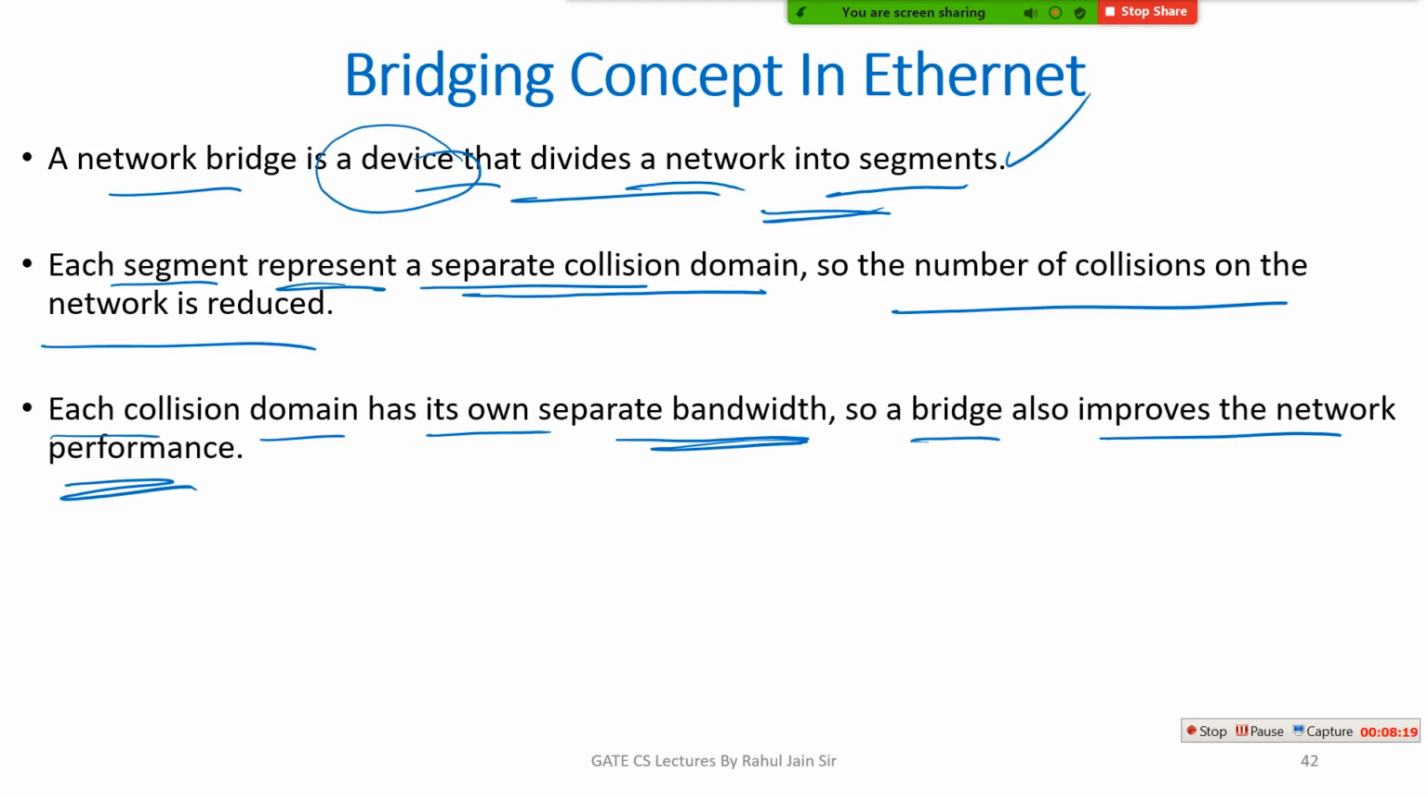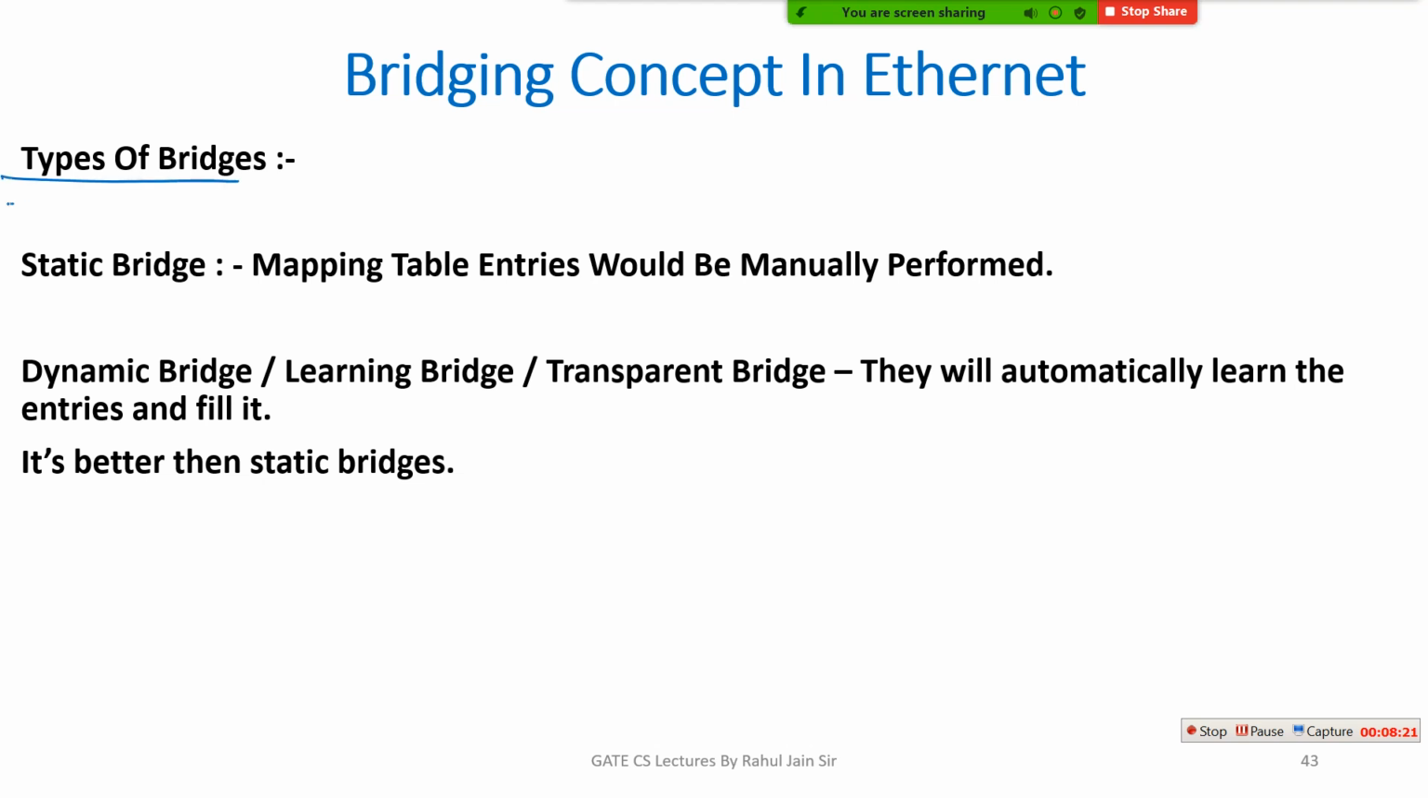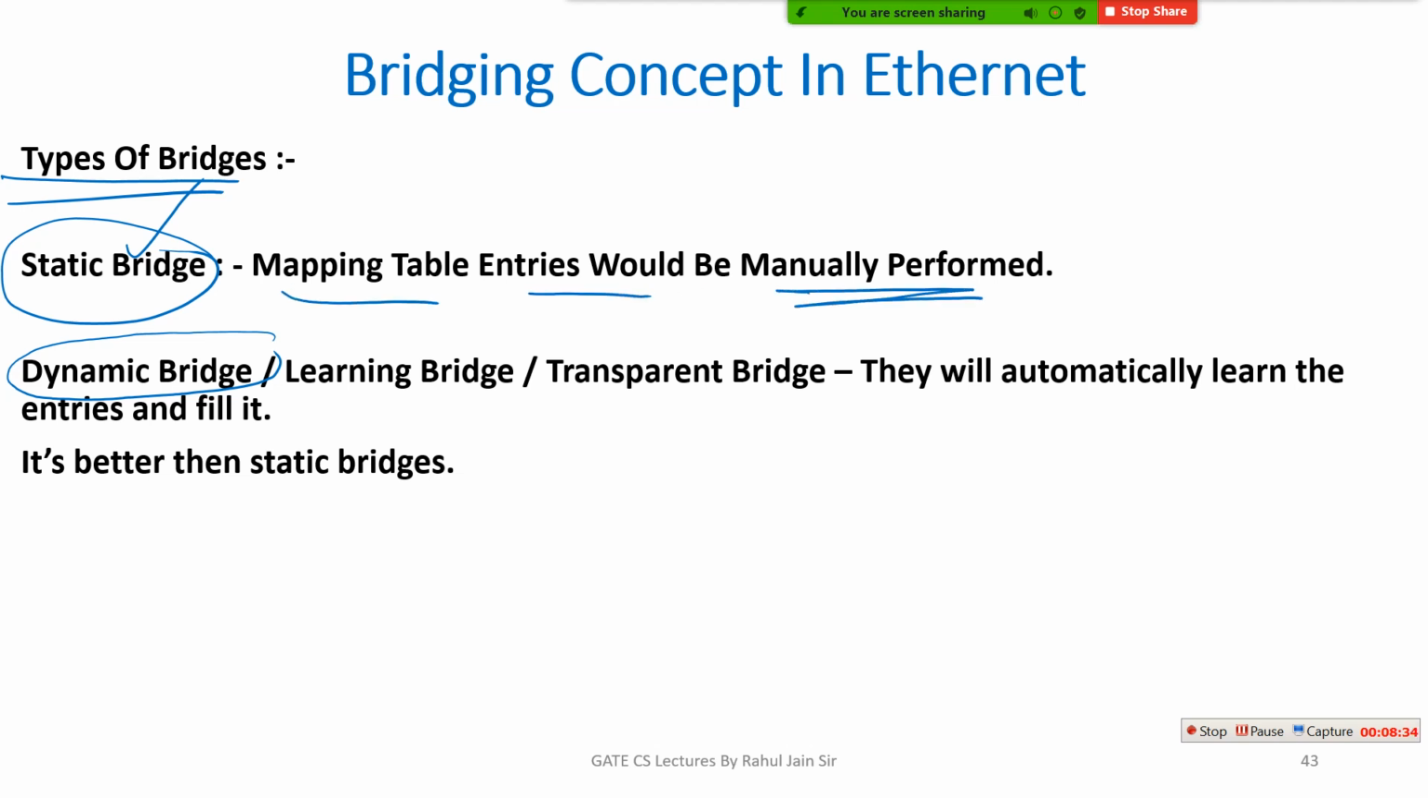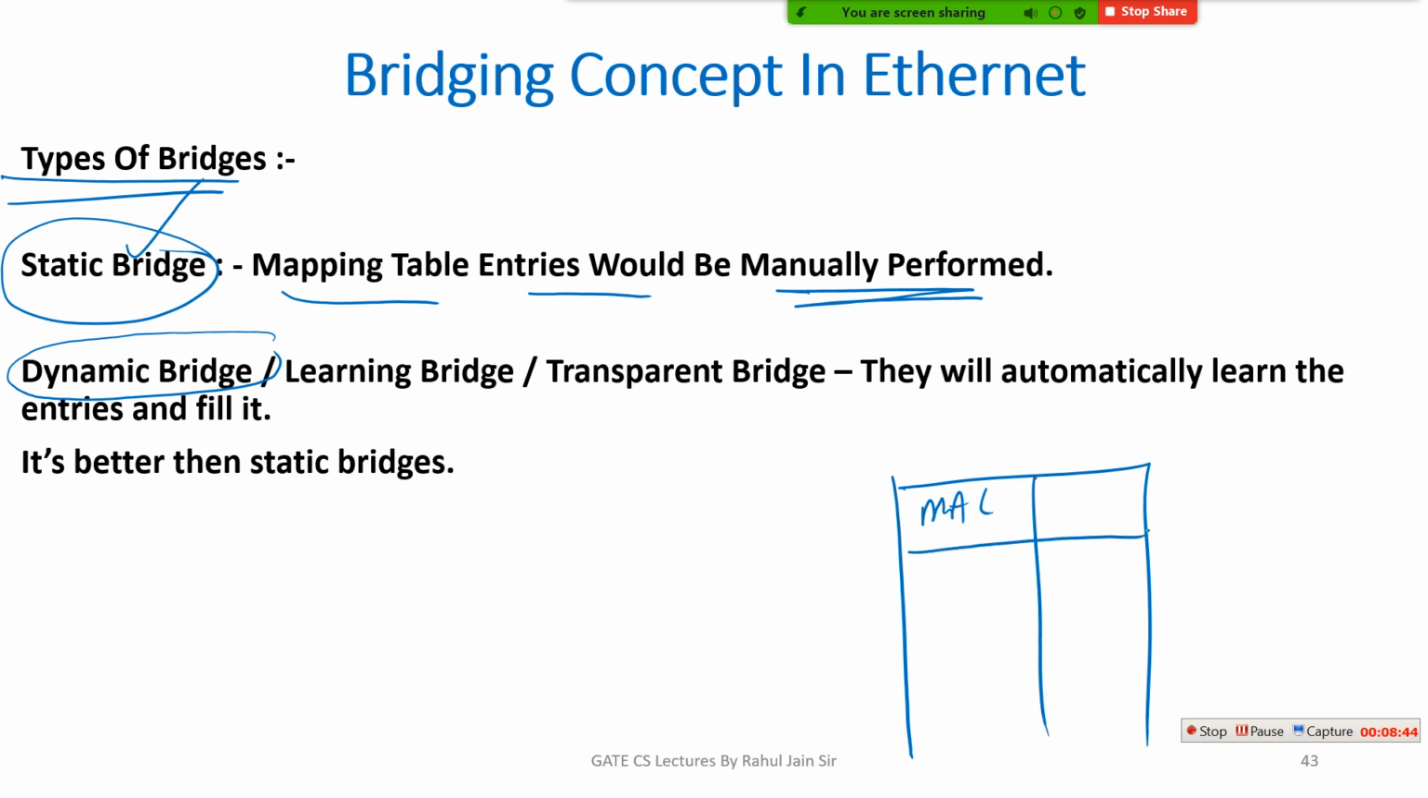Now if I talk about types of bridges, then there are two types of bridges, basically static bridge and dynamic bridge. What does static bridge mean? Static bridge means mapping table entries would be manually performed. What are mapping entries? I have told you now that the mapping entries consist of the MAC address of the respective machine, and with respect to the MAC address I will add the port address.